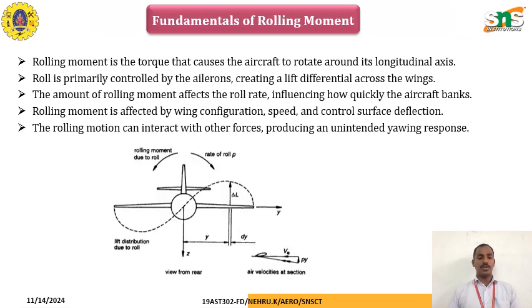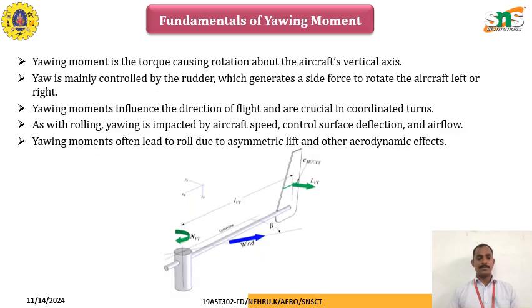The fundamentals of rolling moment: it is the torque that causes the aircraft to rotate around its longitudinal axis. The roll is primarily controlled by the aileron, creating a lift differential across the wing. The amount of rolling moment affects the roll rate, influencing how quickly the aircraft is banked. Rolling moment is affected by wing configuration, speed, and control surface deflection. Rolling moments can interact with other forces, producing an unintended yawing response.